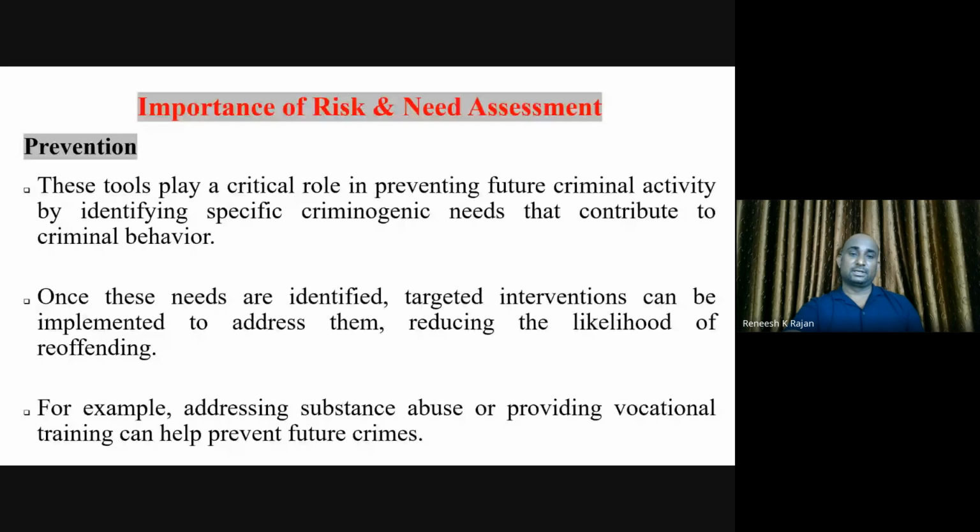Prevention. These tools play a critical role in preventing future criminal activity by identifying specific criminogenic needs that contribute to criminal behavior. Once these needs are identified, targeted intervention can be implemented to address them, reducing the likelihood of reoffending. So we identify their needs, then target the intervention specific to their criminogenic needs, and then we can reduce the likelihood of reoffending. For example, addressing substance abuse or providing vocational training can help prevent future crimes.